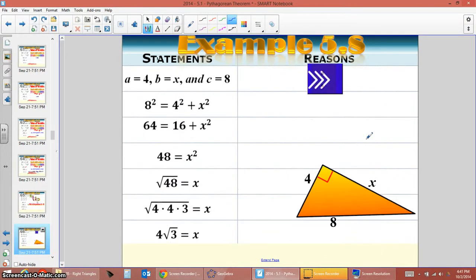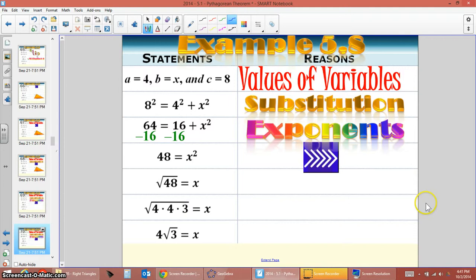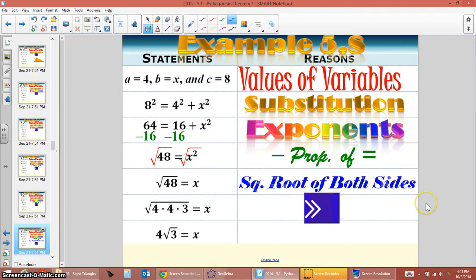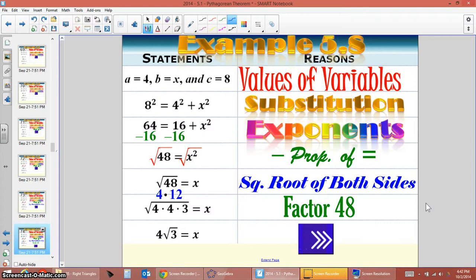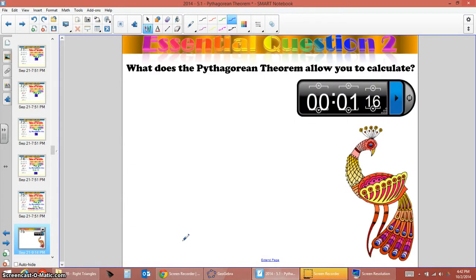Right here, next problem. Here's my triangle. I identify my c as 8. Here's my x, here's my y. I go ahead and plug them in. I handle the exponents. I subtract 16 over. I square root both sides. Square root of 48 is not good enough for me. I'm going to simplify that into factors. I'm going to pull out my perfect square, which is 4, my pair. I pull out my pair, and I get 4 root 3. Pause if you need to. I got to go on.